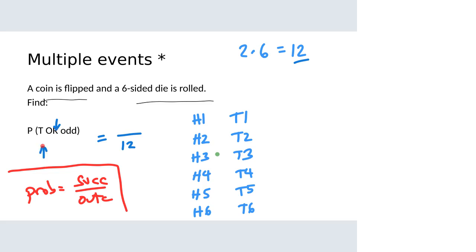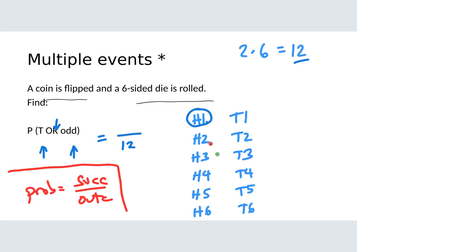If there's a tails, it's a success. If there's an odd number, it's a success. If it happens to be both, great, that's a success too. All right, so tails or an odd number. Well, this outcome right here, heads with a 1, it doesn't have a tails, but it does have an odd number, so that's a success.